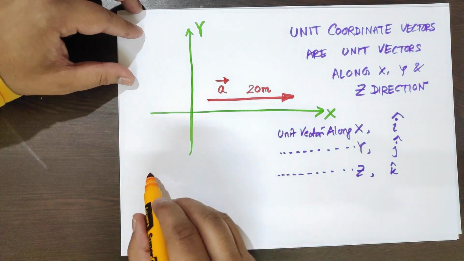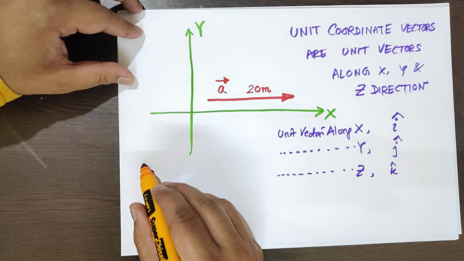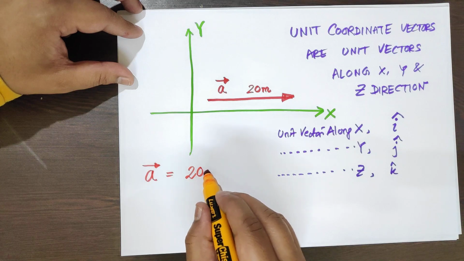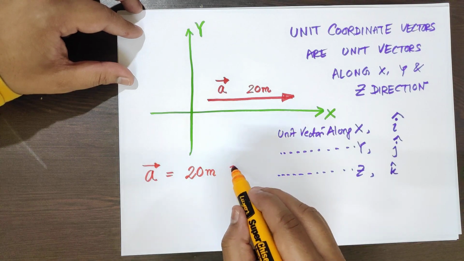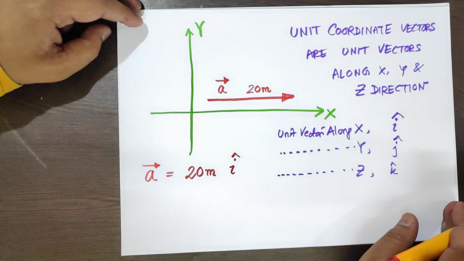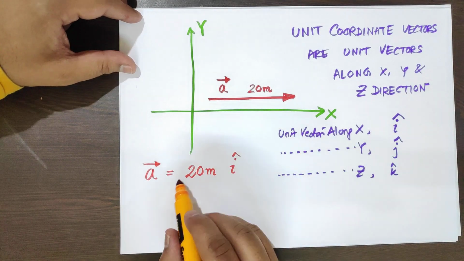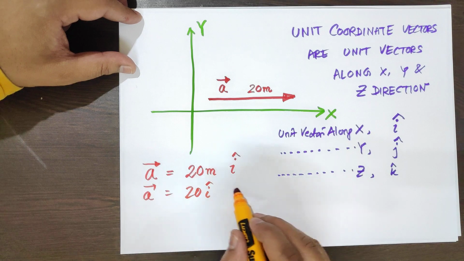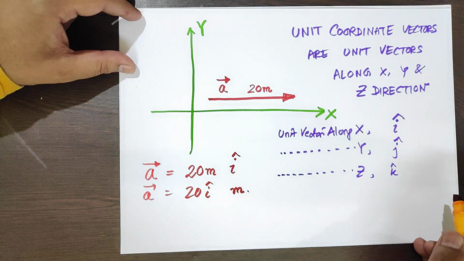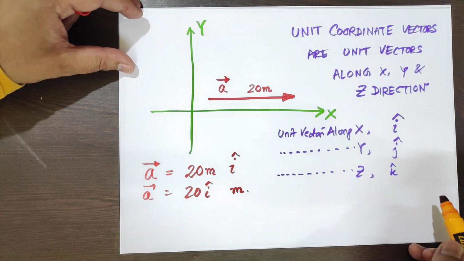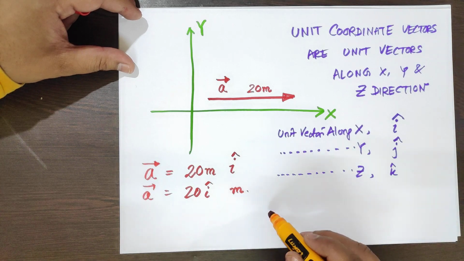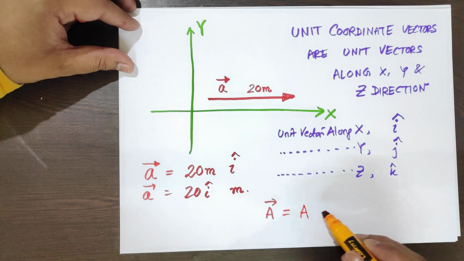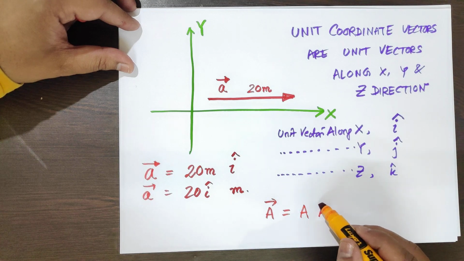So how do you write A as a vector? I have to write it like this: 20 meter into I cap, right? Or I can write here 20 I cap meter. Why? Remember the definition of unit vector. This is how it is. Say any vector A is its magnitude multiplied by the unit vector in its direction.